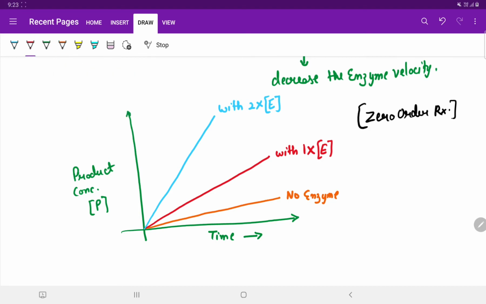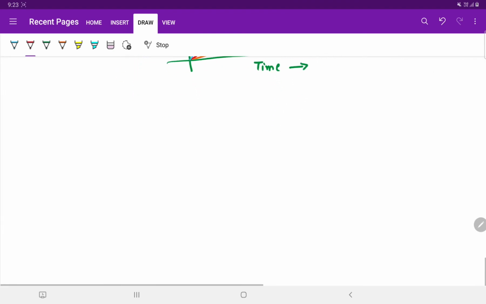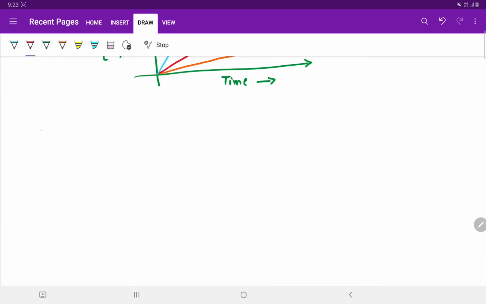So, the next part is another factor that determines enzyme activity, which is the effect of activators.